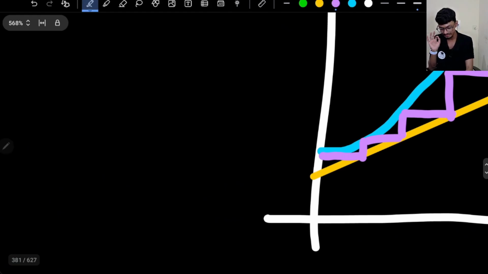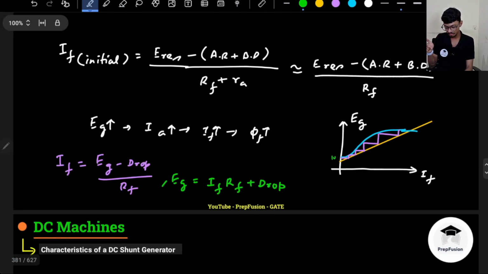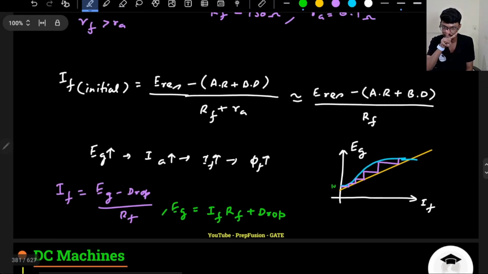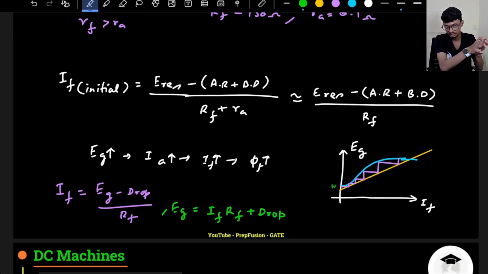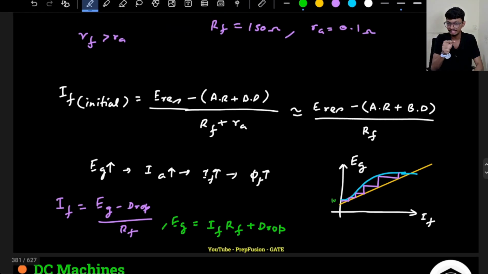So initially, let's say I started with 1 volts, E residual to be 1 volts. If E residual was 1 volts, and let's assume that the armature reaction drop is 0.5 volts and RF is, let's say, 1 ohm. Just taking an example, okay? So right now what is the current? Current is IF, that is 1 minus 0.5 divided by 1, that is 0.5 amperes. What is that? That is field current.